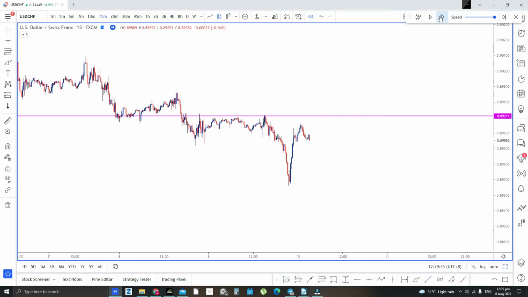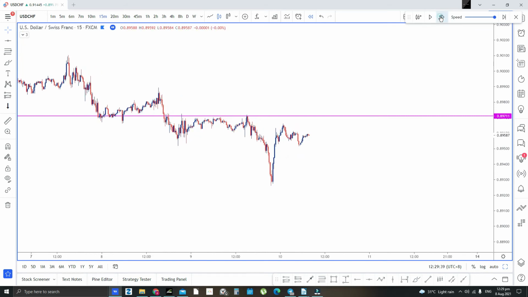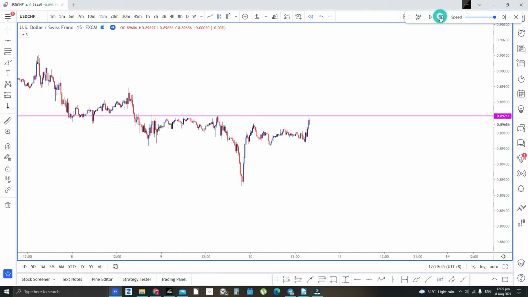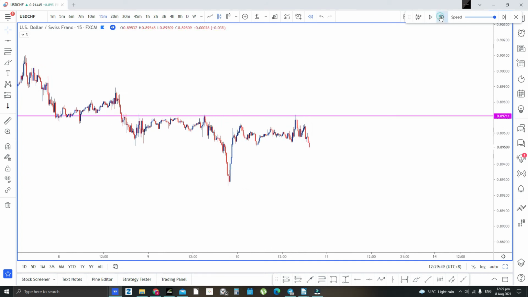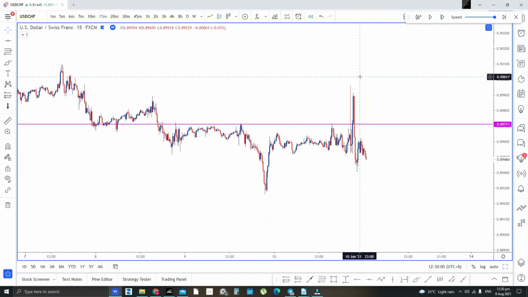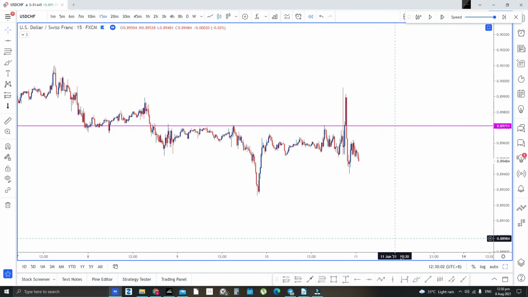So price is already doing this. Again, we need price to break that level of structure before we can identify if we are interested in this trade. So right now, it's just moving. Oops. Right there, see that big move. Because of that break of structure to the upside, we are then interested.